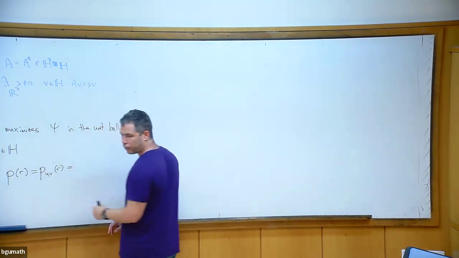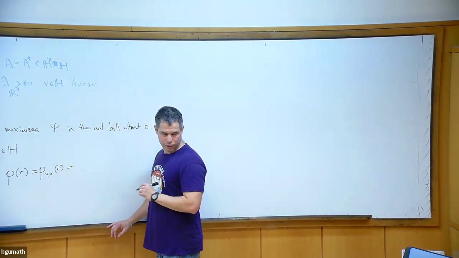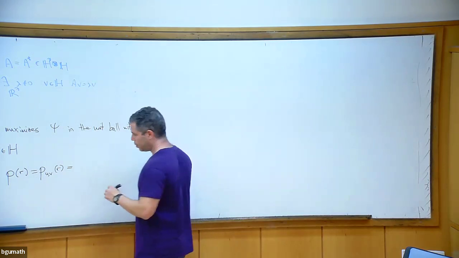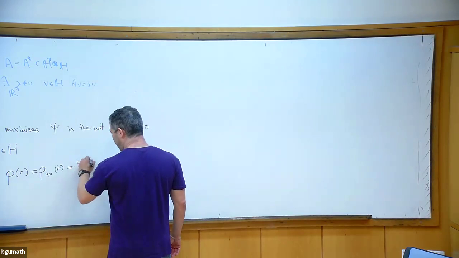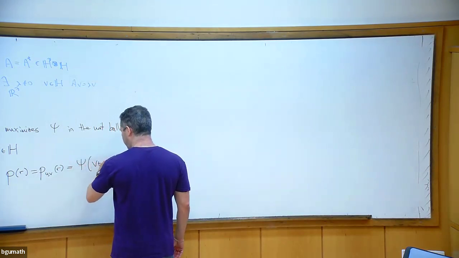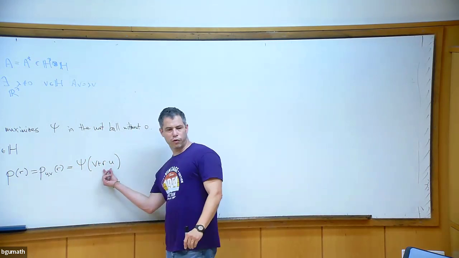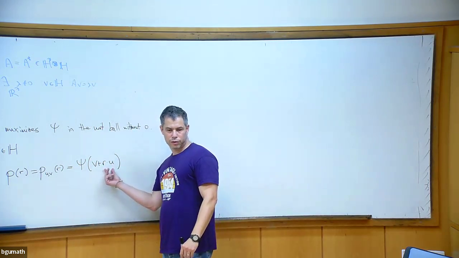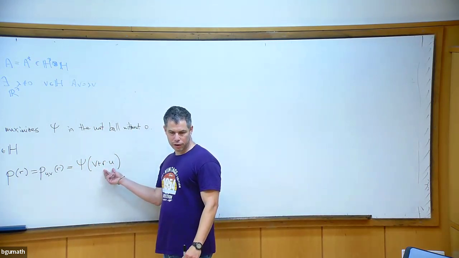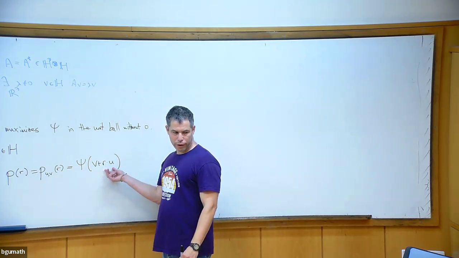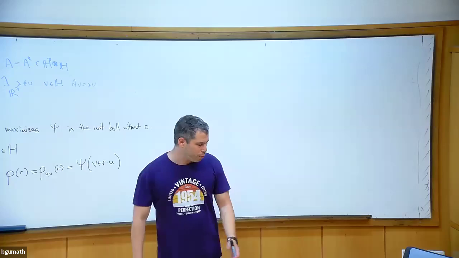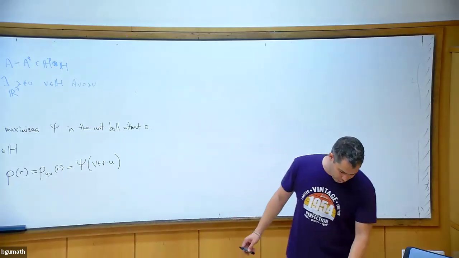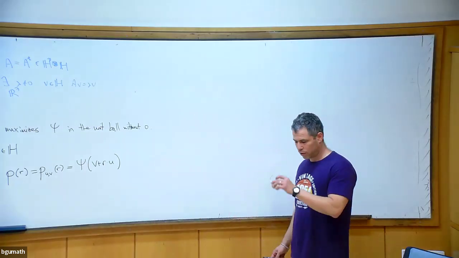U is any vector, V is a specific vector. So let's do this choice. And the real number that you get is just psi of V plus R times U. So you just move away from V in the direction of U, like the line going through V in the direction of U. So you see that actually U is not important. I could have chosen U to be a unit vector. It's only the direction of U which is important.